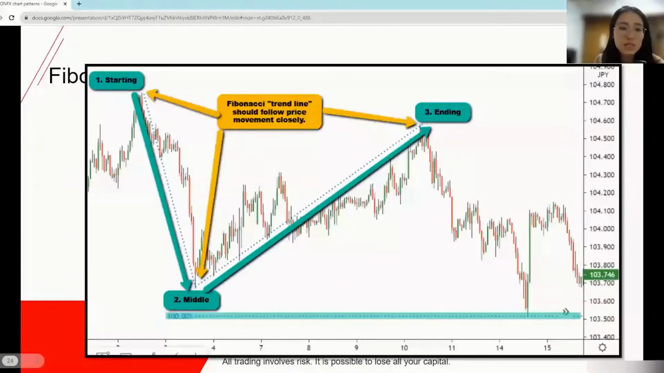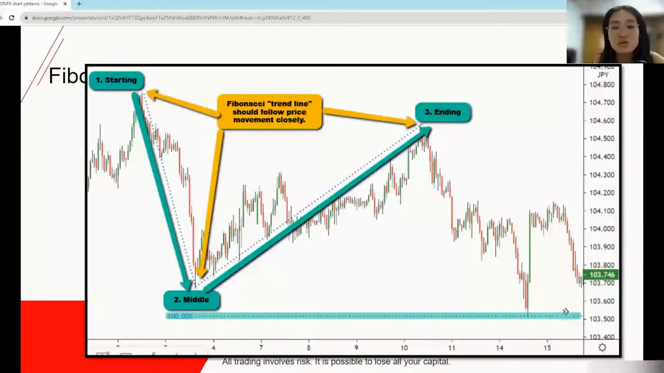Okay, let's move on. So here's another example. I'm not sure why all of my titles are covered, but here's an example of the Fibonacci projections. So you can see clearly the starting, middle, and ending points here. And these follow the swing highs and the swing lows of price. So it's important for your Fibonacci trend line to follow price movement or market structure really closely.